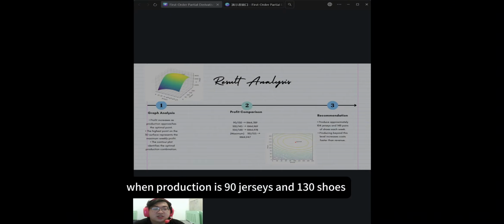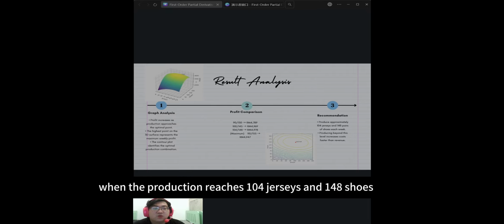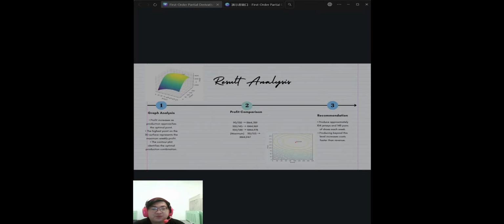When production is 90 jerseys and 130 shoes, the profit is 4,789 ringgit. When the production reaches 104 jerseys and 148 shoes, the profit increased to 4,978 ringgit, which is the highest value. If production continues to increase to 110 jerseys and 155 shoes, the profit decreases again. Therefore, our optimization result is reliable.